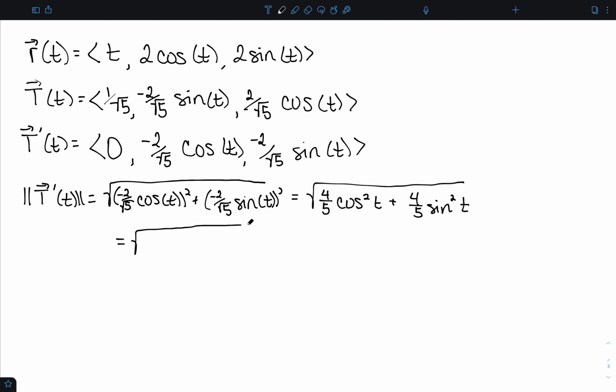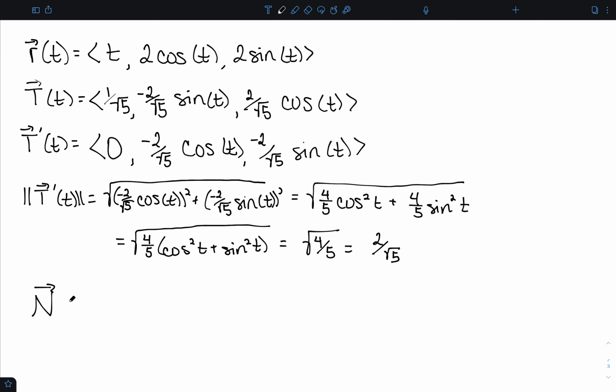Factoring out the 4/5, I can rewrite this as 4/5 times cosine squared t plus sine squared t. And we know that cosine squared t plus sine squared t is 1. So this is the square root of 4/5, or 2 over the square root of 5.